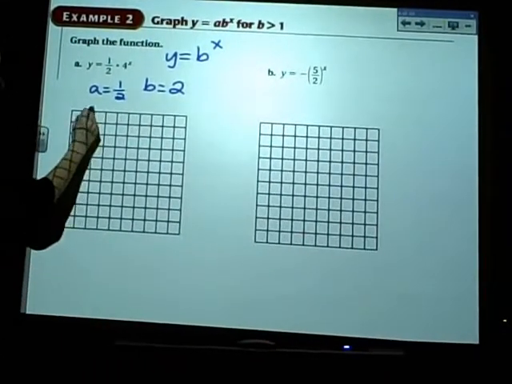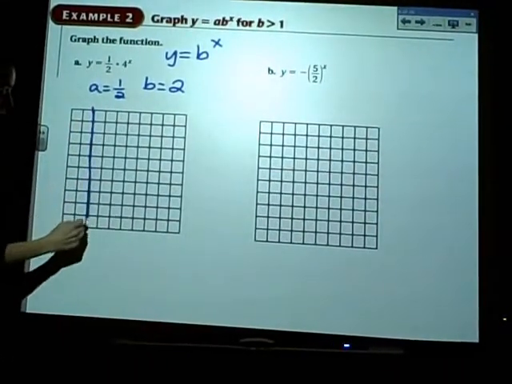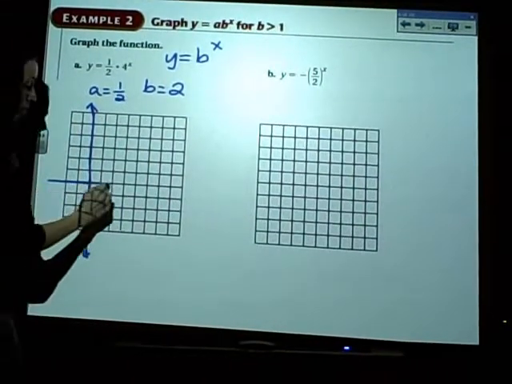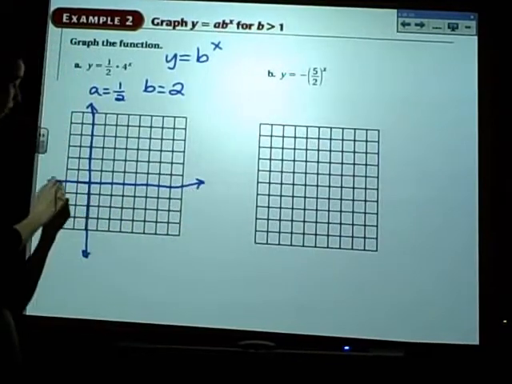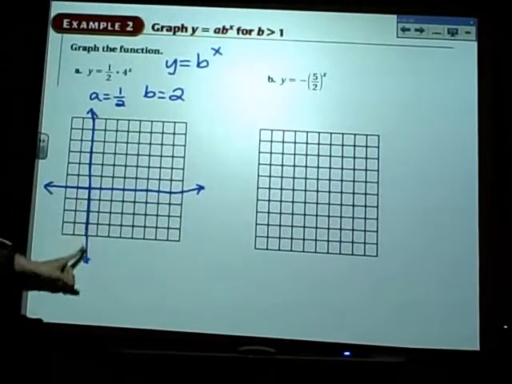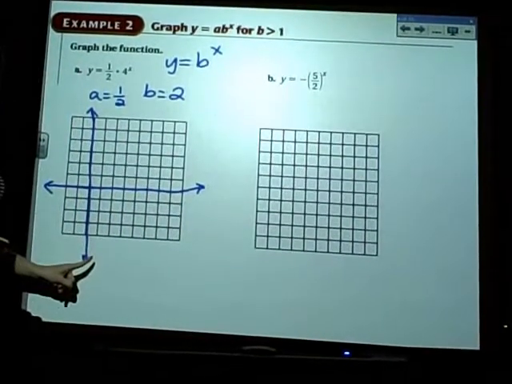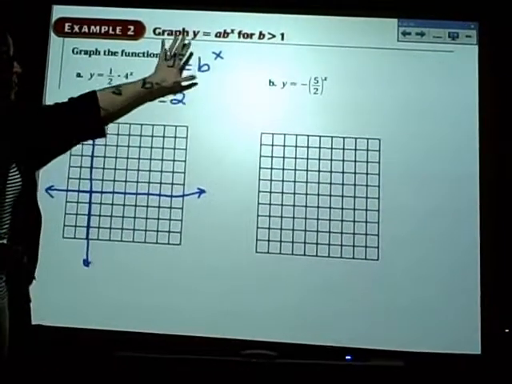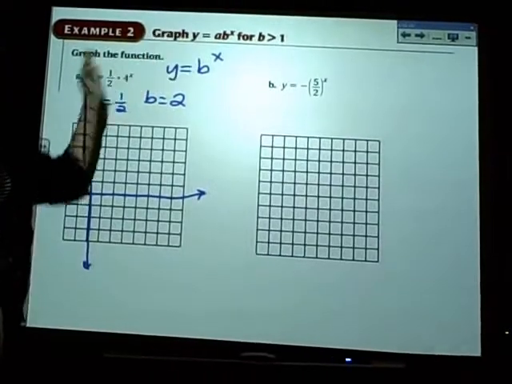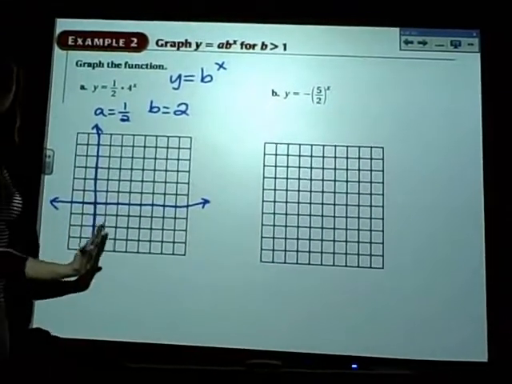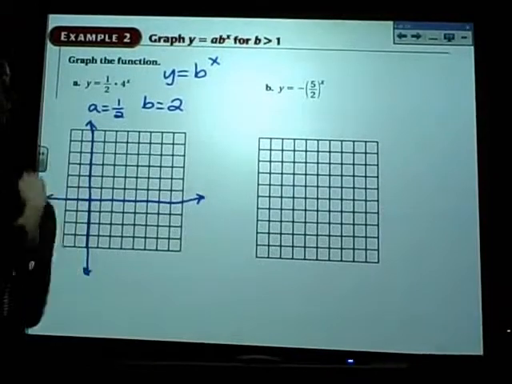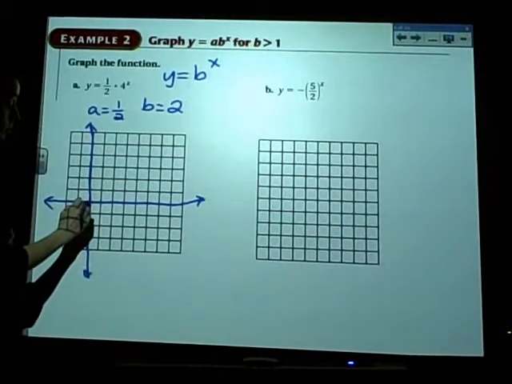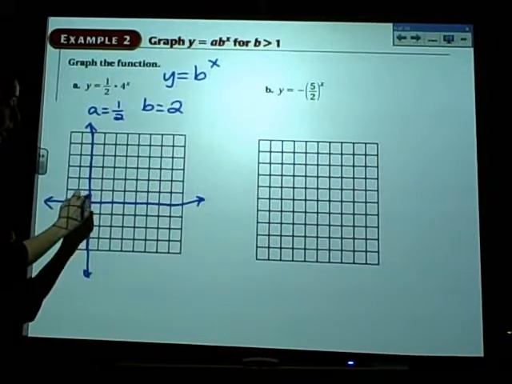Okay, and what's really cool about this is we can get a graph pretty quickly. The first point on your graph has to be on your y-axis, okay? And that parent function, y equals b to the x, there's no other number there. So that y-intercept was 0, 1. Here, we have an a value of 1/2. So our y-intercept is going to be the point 0, 1/2.